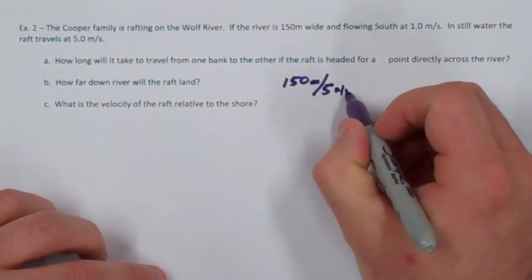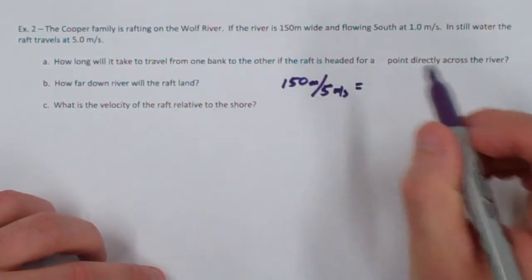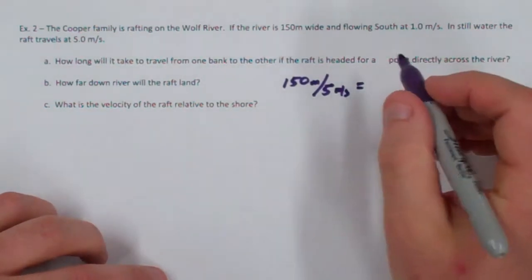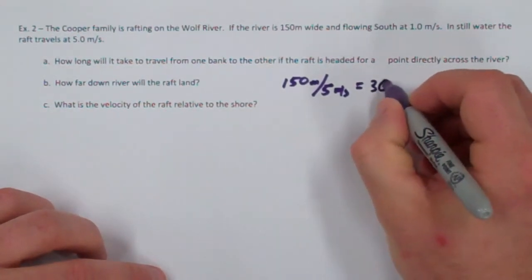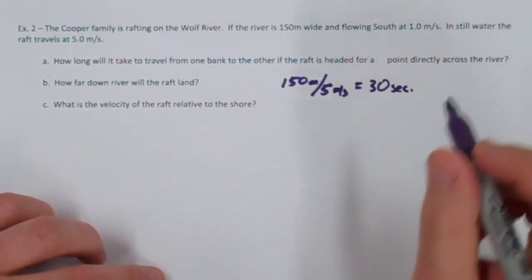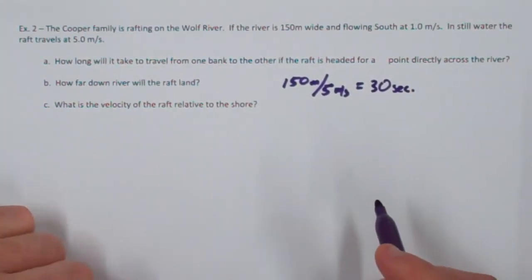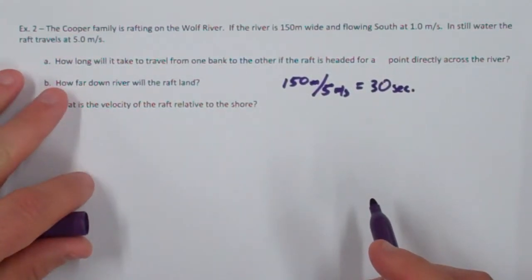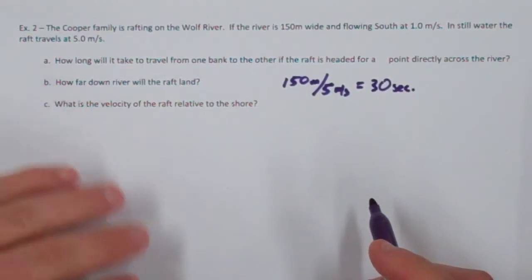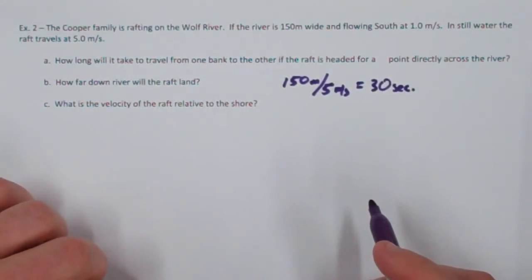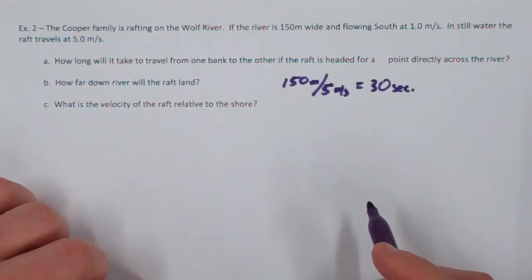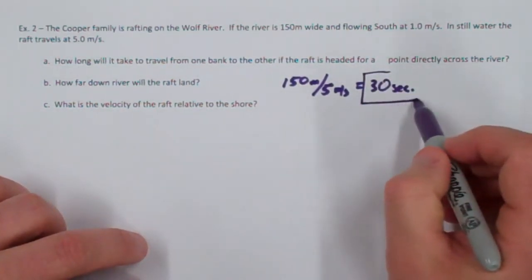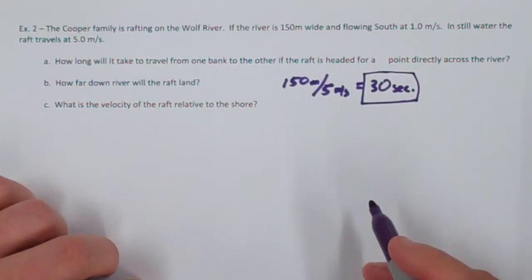And that'll be meters per second. That'll leave us with seconds. So 150 divided by 5 is 30 seconds. So occasionally, if you're asked one of these application problems, you really don't have to use vectors maybe for some of it, but for each one of these you're going to have to use vectors eventually probably. Okay? So the first one is, it's going to take 30 seconds.